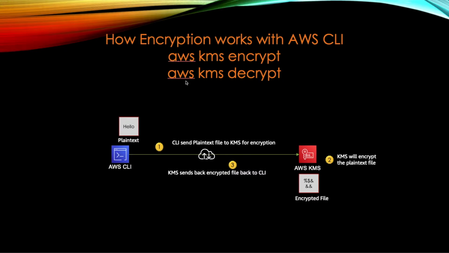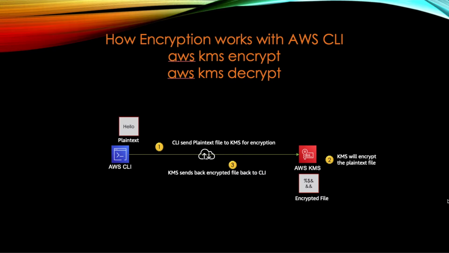What this particular command will do is send the whole file as is to KMS and ask KMS whether it can encrypt it. KMS will receive the file, encrypt the file and send you back the encrypted file. So in this method, AWS KMS encrypt sends the whole file to KMS, encrypts it and sends it back.